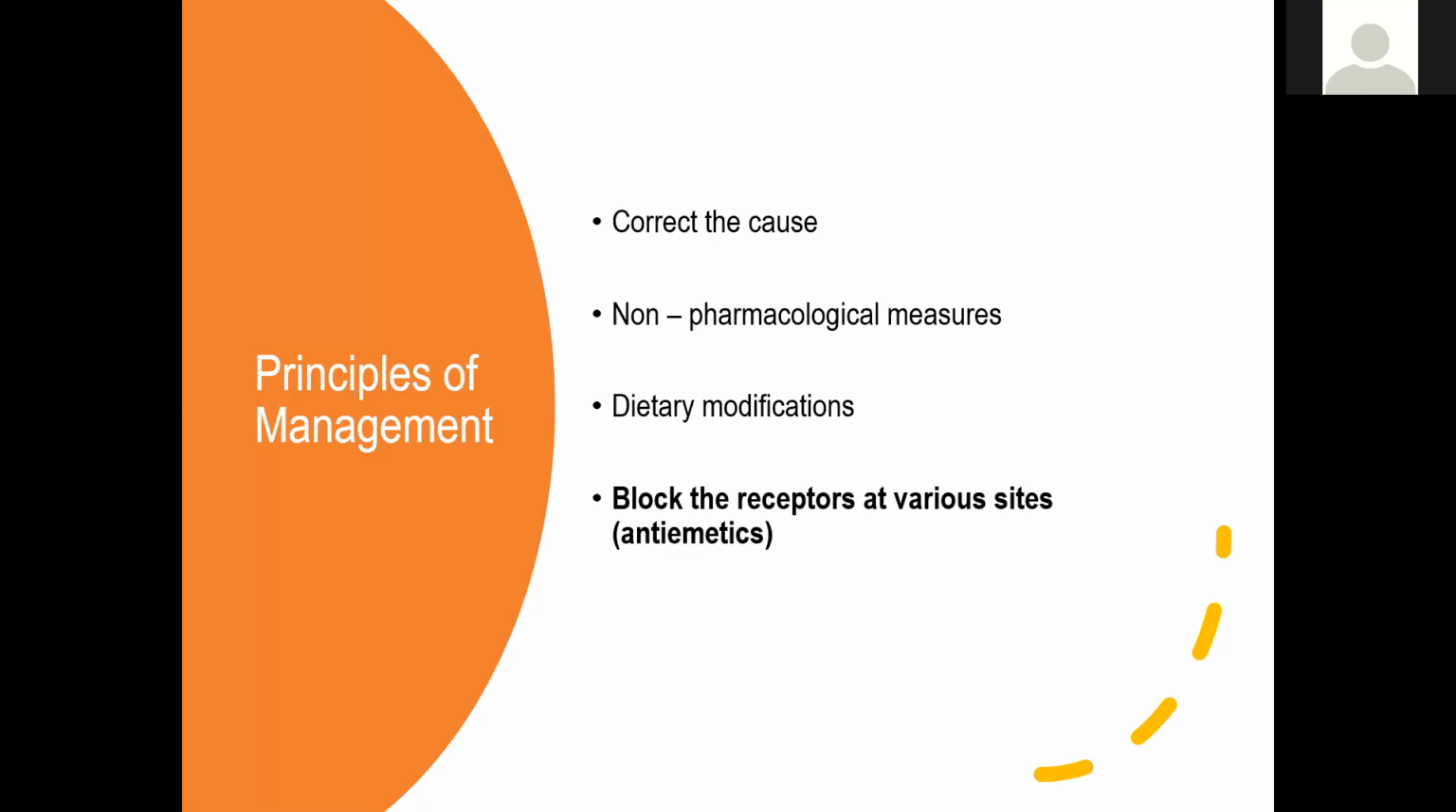Along with the pharmacological management, we should always focus on non-pharmacological measures. We should think about how to control vomiting as much as possible with dietary modifications or non-pharmacological measures. And the very important part in today's session would be blocking the receptors at various sites. How to use an appropriate antiemetic, not just any antiemetic, as Dr. Sunil was mentioning. There is no one antiemetic which suits everyone every time. So we have to understand first the cause of vomiting.